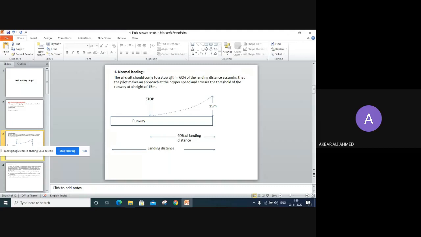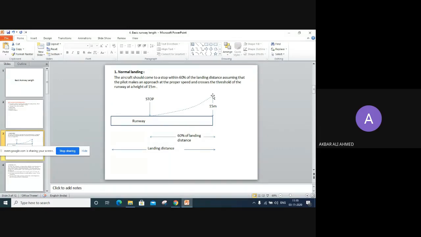The aircraft should come to a stop within 60% of the landing distance, assuming that the pilot makes an approach at the proper speed and crosses the threshold of the runway at a height of 50 meters. That means the location of the aircraft within the approach zone should be at a height of 50 meters when it just enters the runway, and it has to be within a proper limit fixed by the airport authority. So this 15 meter should be fixed.